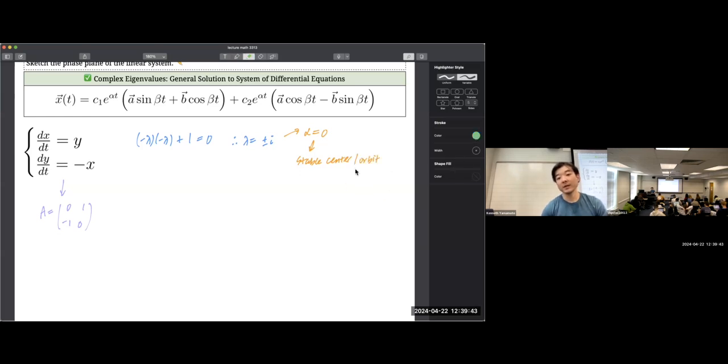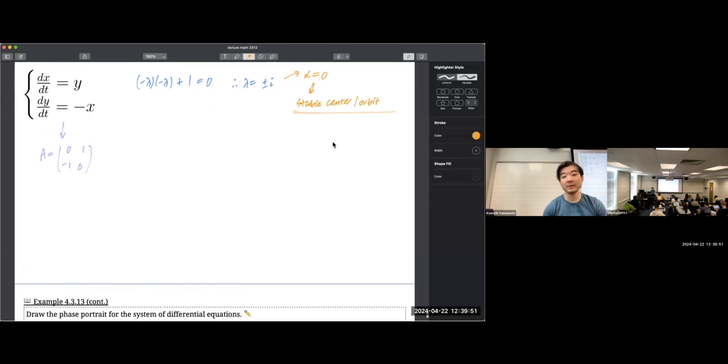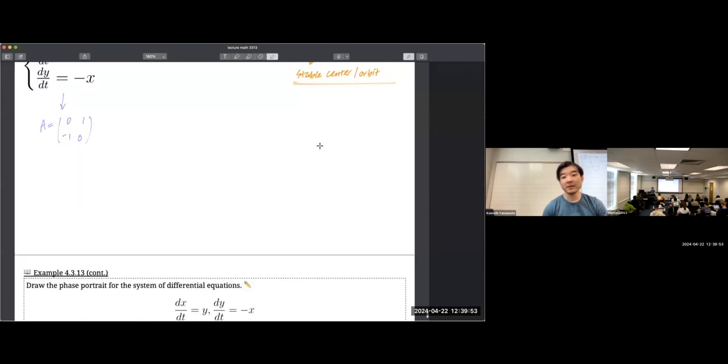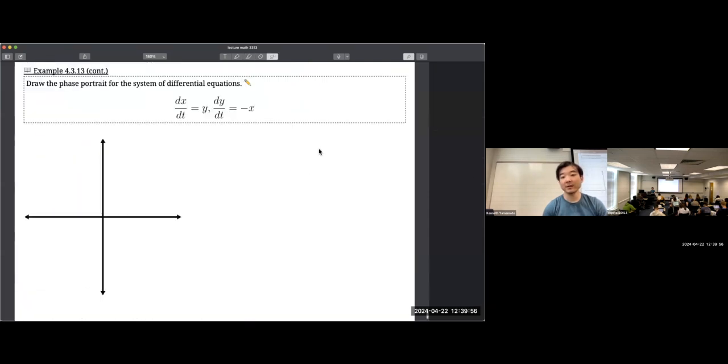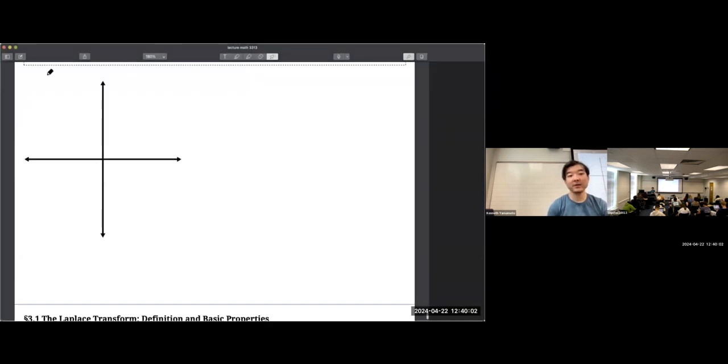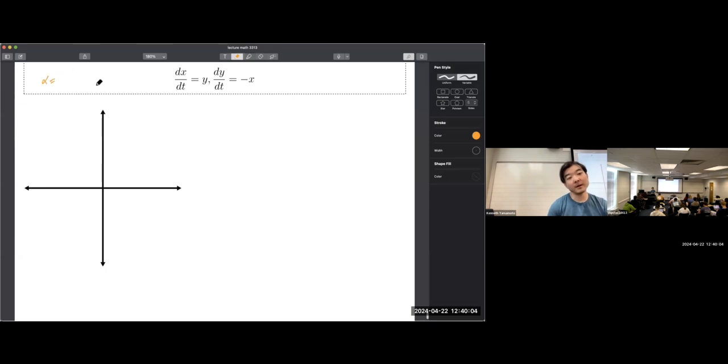It's stable because points that are nearby will stay in that orbit and not get blown away. And the way you're going to draw this, we know how this is going to look. You have alpha equal to 0, so it's a stable center. And I'm just going to write a direction vector right here, just write it down here.